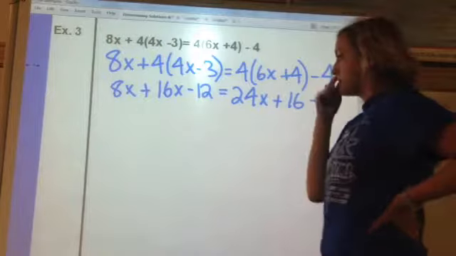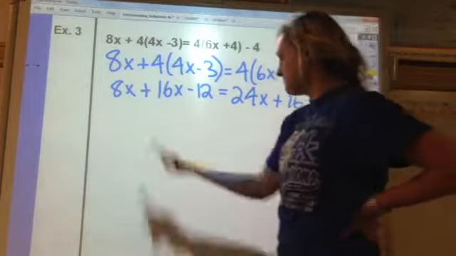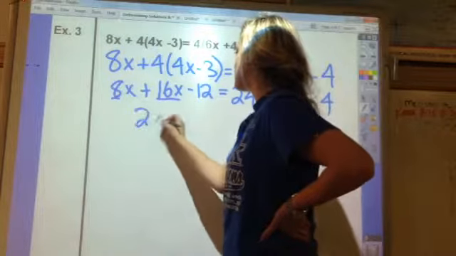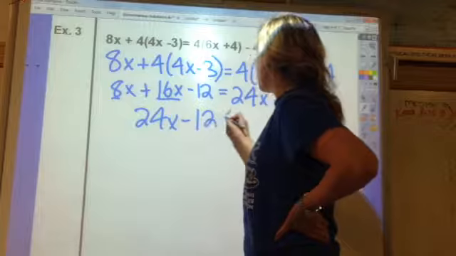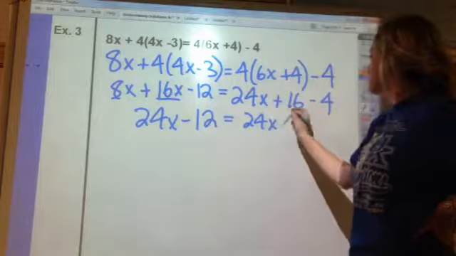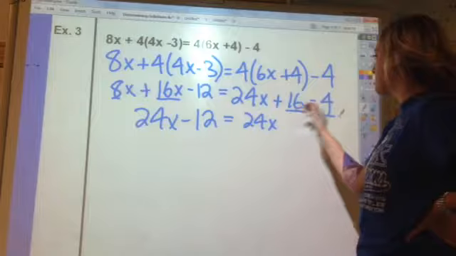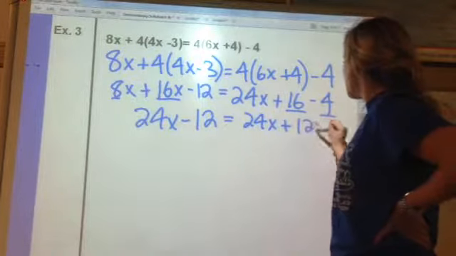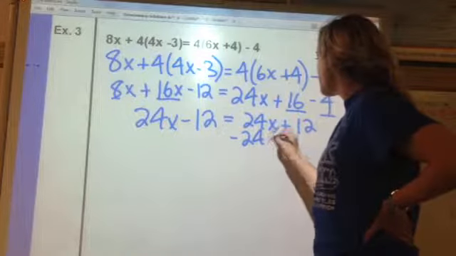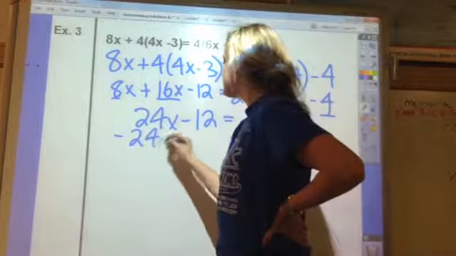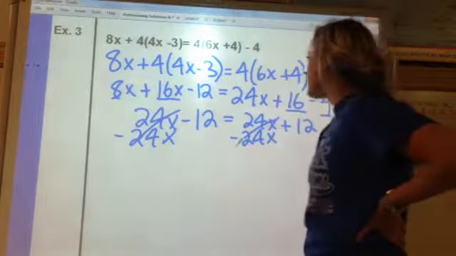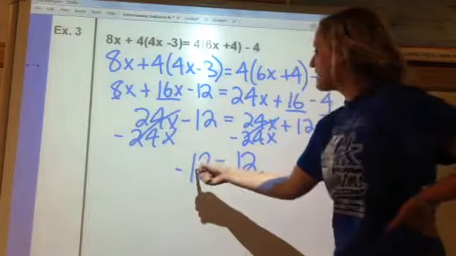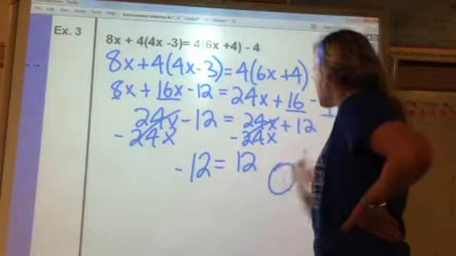Now my next step here is to go ahead and combine like terms. If I combine these two, 8x and 16x, because they both have x's, I have 24x minus 12 equals 24x. 16 and -4 are like terms. I'm going to put them together, and that's going to give me 12. If I go ahead and subtract 24x from both sides, 24x's will cancel out. I'm left with -12 equals 12. And since -12 is not the same as 12, this equation has no solution.